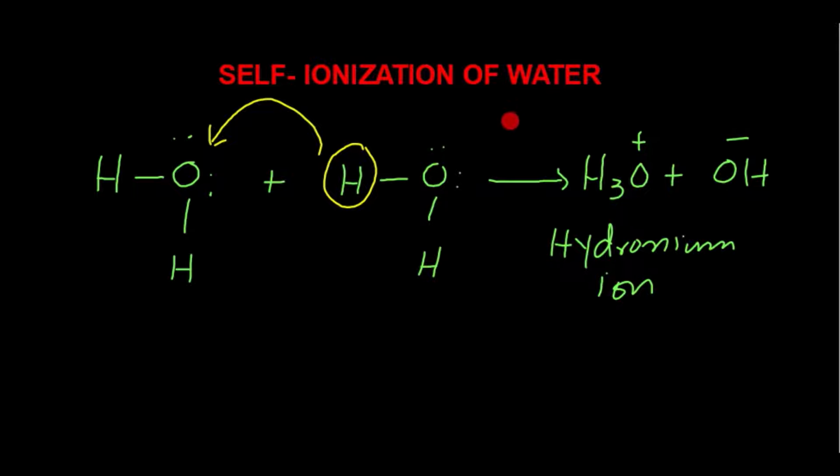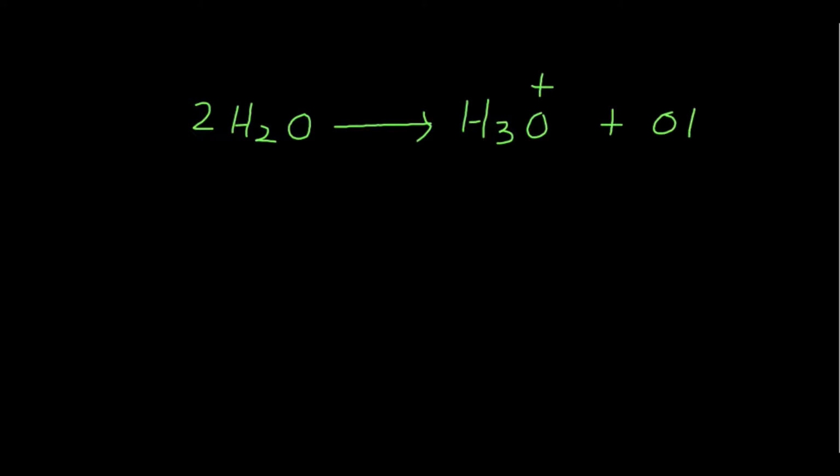We can write this reaction in a simple way. We have two water molecules, students, and after shifting of a proton from one water molecule to another, we get a positively charged ion, that is the hydronium ion, as well as a negatively charged ion, that is the hydroxide ion. We can write this reaction in a simple way, that is, a simple ionization of water.